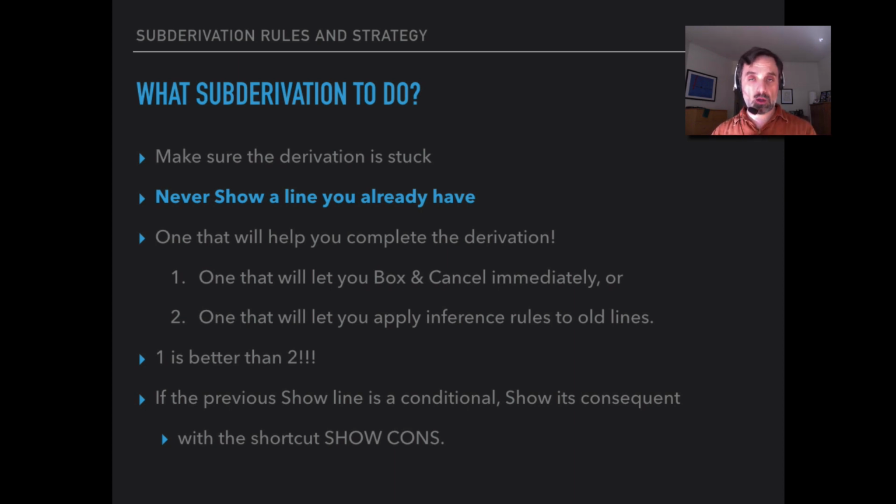So the most common subderivation that you will be doing right now is: I'm trying to show a conditional, and the derivation is stuck. If I get its consequent, I'll be able to box and cancel the derivation. Let me show the consequent. And, oh look, I'll use the shortcut in the program.